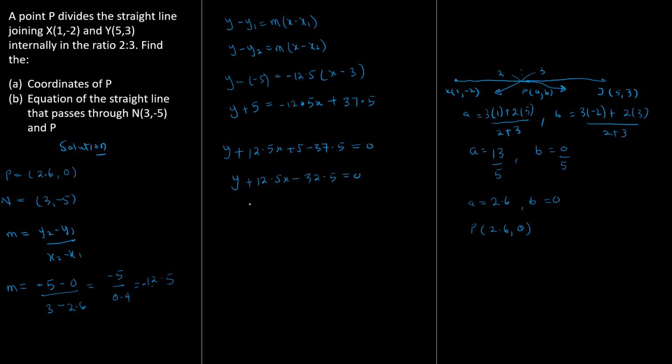And this is the equation that we are talking about. This is our final equation: y plus 12.5x minus 32.5 gives us 0. This is the equation that we are looking for.